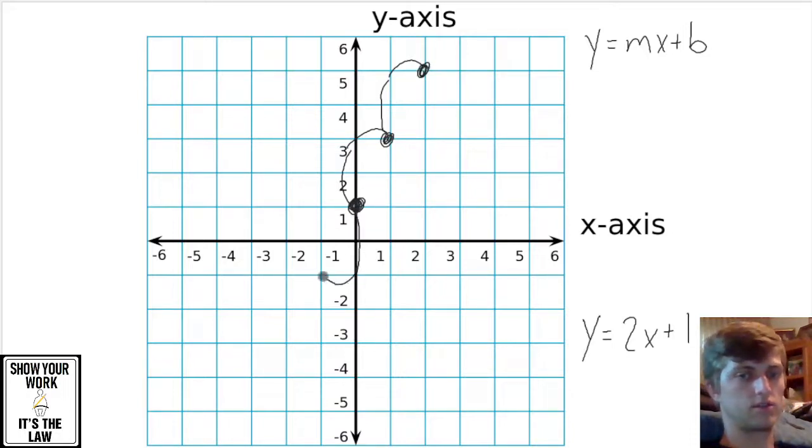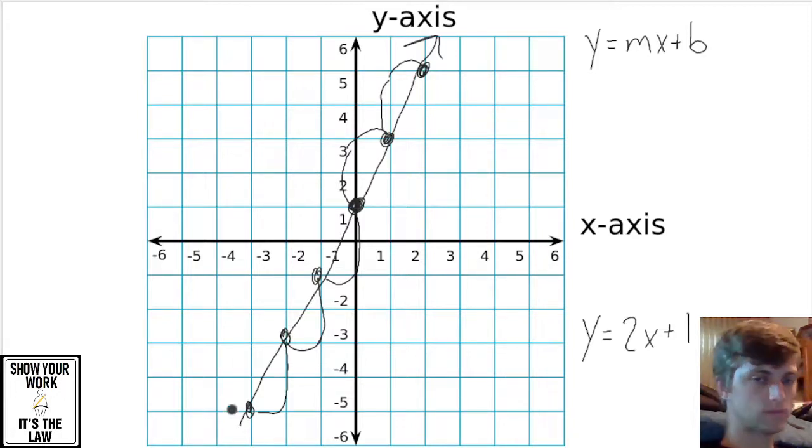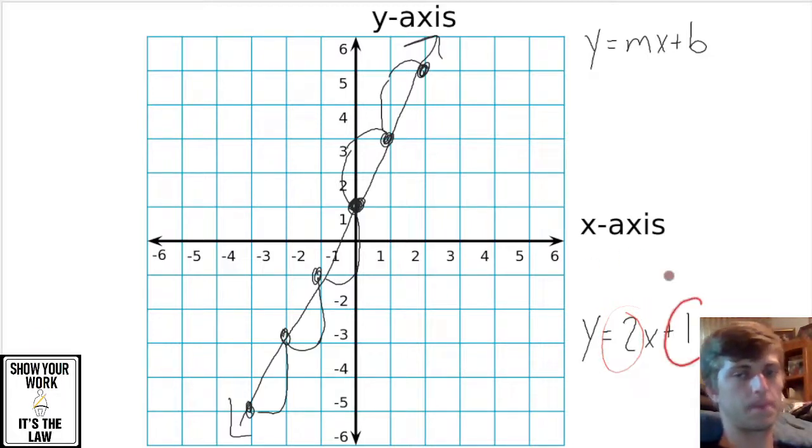Down 2, left 1, there's a point. If we connect all these dots, that's a line. It's the line y equals 2x plus 1. So slope-intercept form gives us the slope and the intercept.